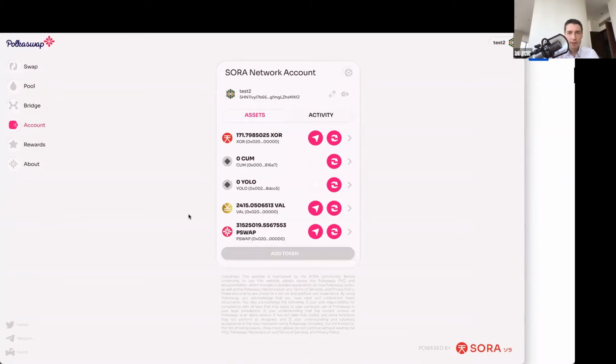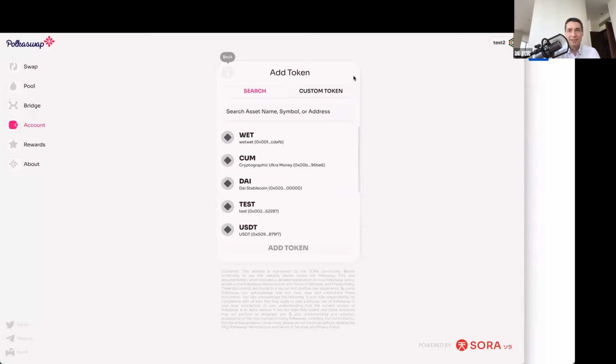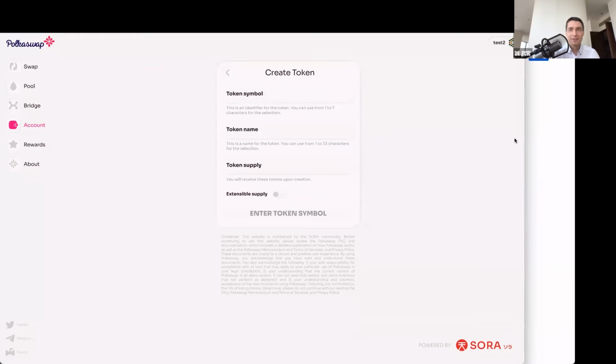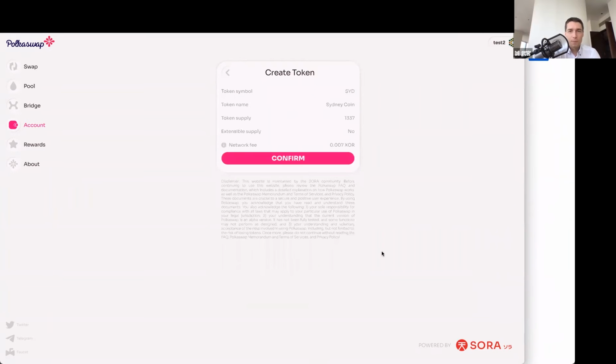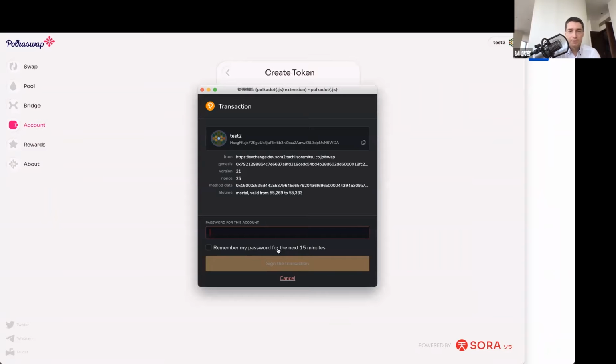So these are my assets. These are all fake. This is a test account I created just for testing. Don't steal my tokens. So I've got different tokens. Anyone can create their own token. Here, maybe create a Sydney coin. Maybe, I don't know, 1337. So you can create your own token. I can't type at all.